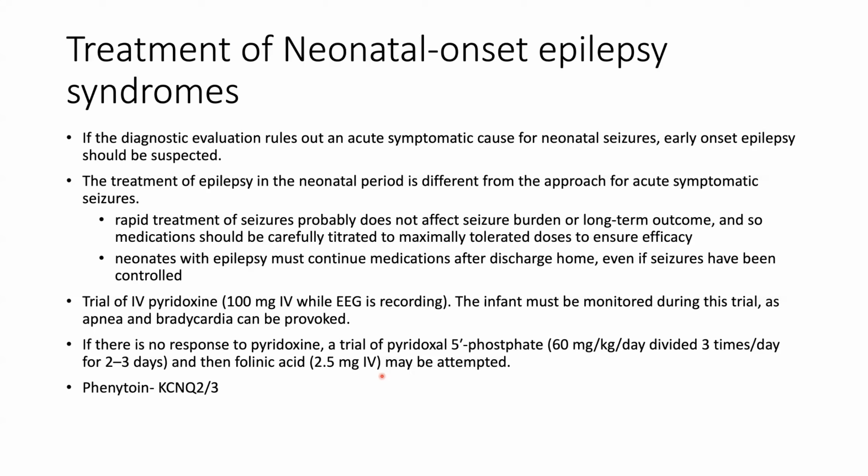A dose of up to 30 milligrams per kg can be started in 2 or 3 divided doses, and it may take days to weeks for the child to show a response on oral medicine. If you are confident that there is no response to pyridoxine, then you give a trial of pyridoxal 5-phosphate. The dose is up to 60 mg per kg per day, divided 3 times a day for 2 to 3 days, and then folinic acid can also be attempted. This is also available outside India as an IV preparation. Here only we have all these drugs in oral preparations.